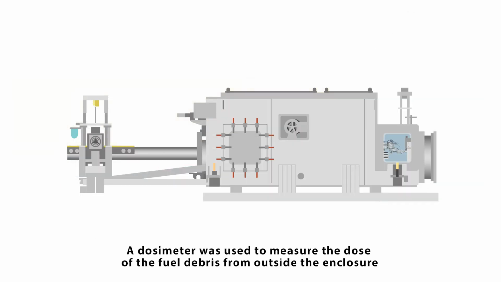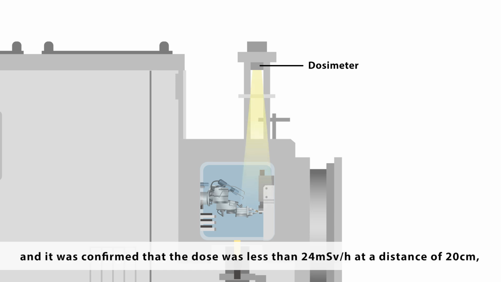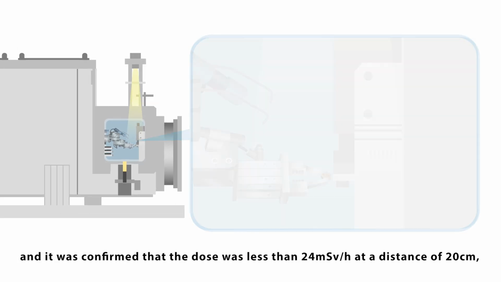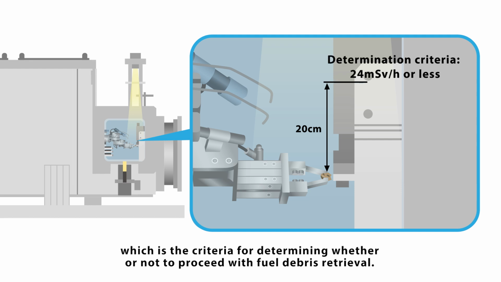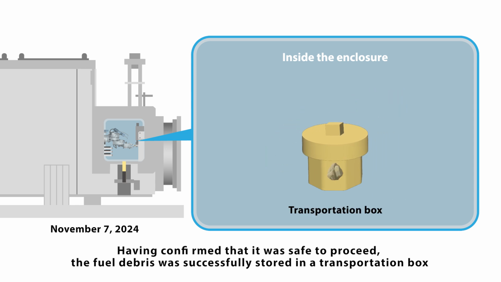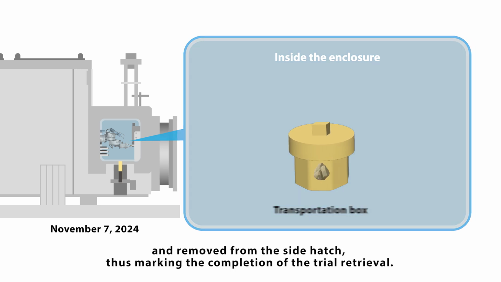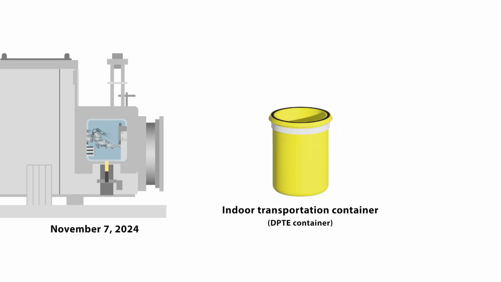A dosimeter was used to measure the dose of the fuel debris from outside the enclosure, and it was confirmed that the dose was less than 24 millisieverts per hour at a distance of 20 centimeters, which is the criteria for determining whether or not to proceed with fuel debris retrieval. Having confirmed that it was safe to proceed, the fuel debris was successfully stored in a transportation box and removed from the side hatch, thus marking the completion of the trial retrieval.